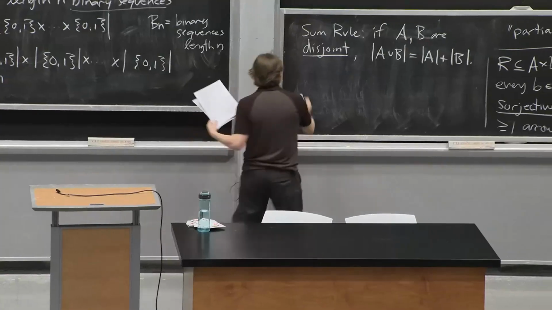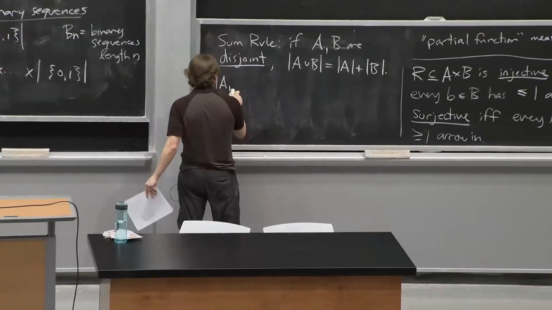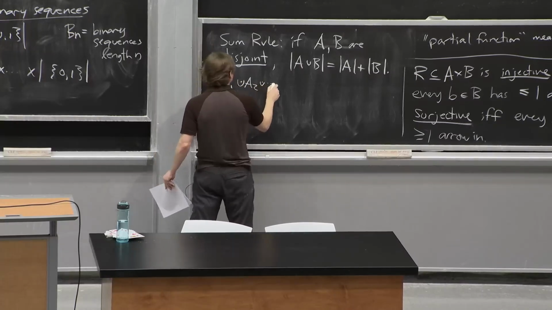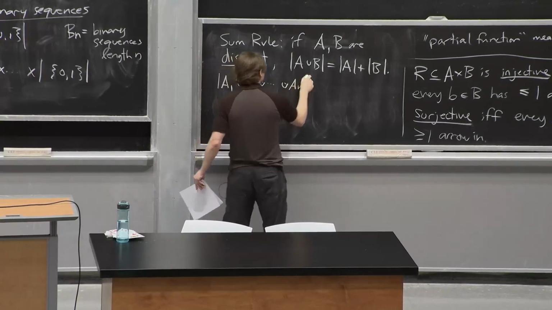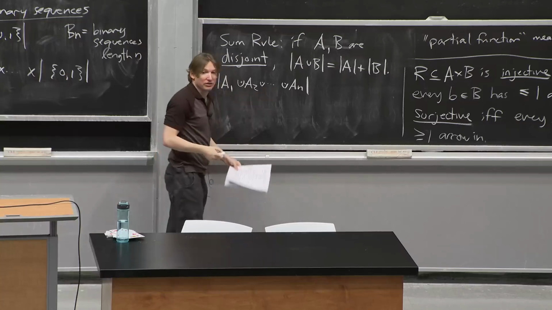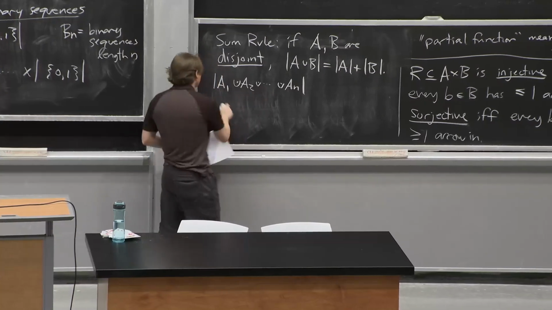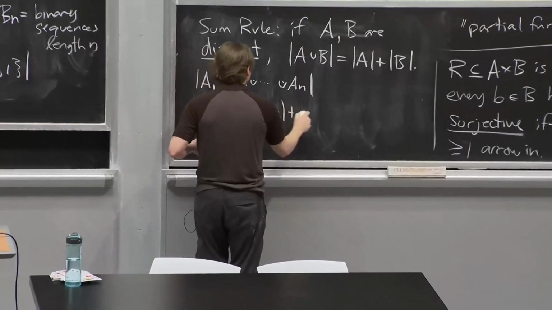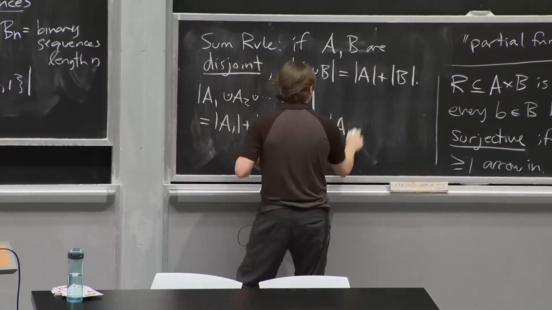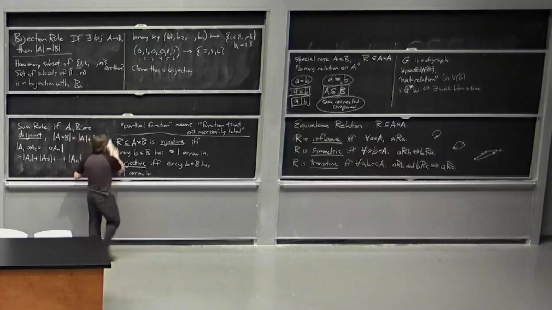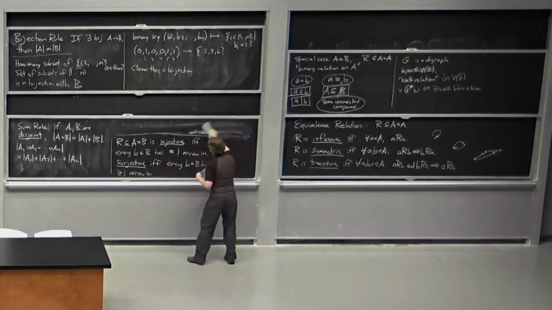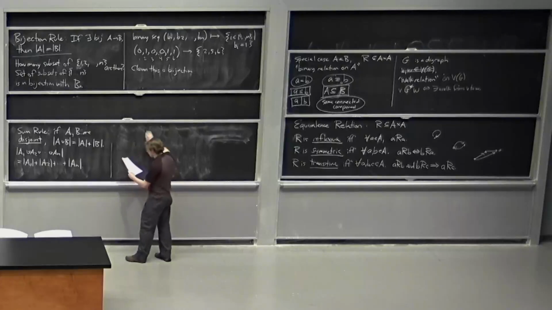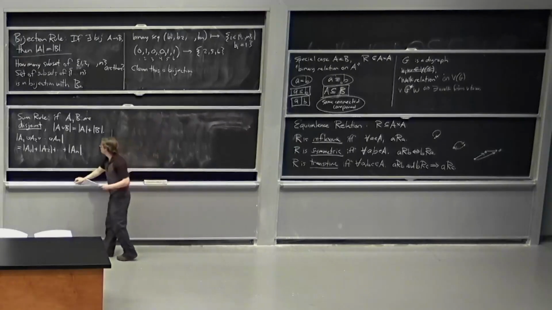And more generally, if I'm taking the size of a disjoint union of n things, if all of these Ai's are disjoint with each other, then this is the size of A1 plus the size of A2 plus the size of An. And let's see that in action.